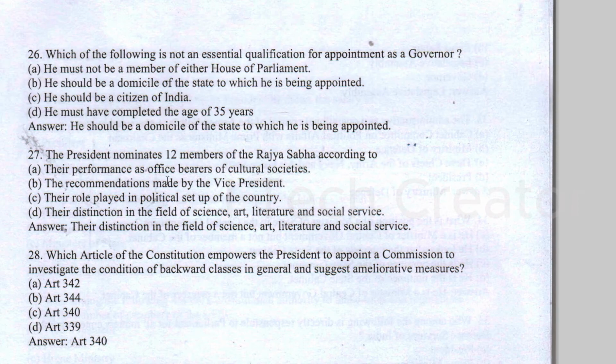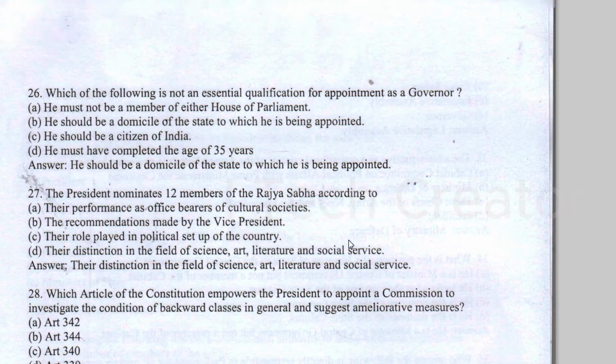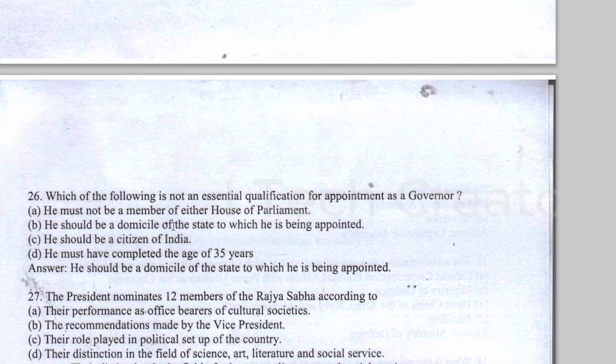The President nominates 12 members of Rajya Sabha according to their distinction in the field of science, art, literature and social services. Yes, this is correct. Which of the following is not an essential qualification for appointment as a governor?